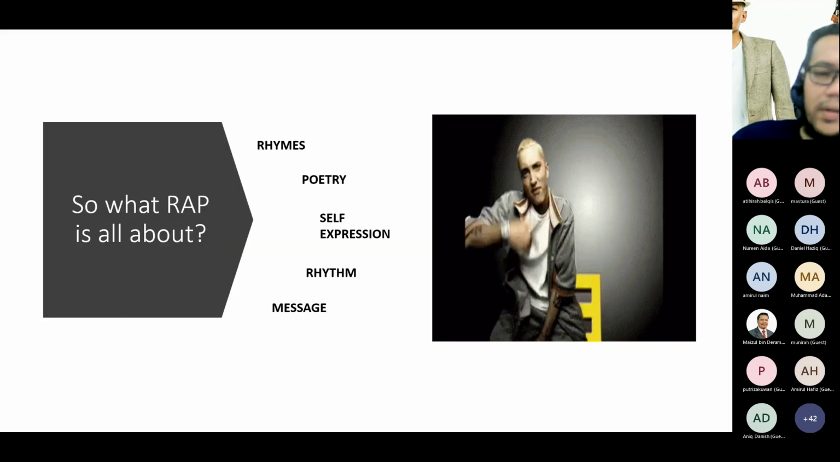So what is rap all about? When you talk about rap, it's about rhyme. First is rhyme, second is poetry. That's why it's R-A-P. R means rhyme and poetry. So this is the original word from rap. Most rappers know about this. Rhyme and poetry, and then rap is about when you express yourself.